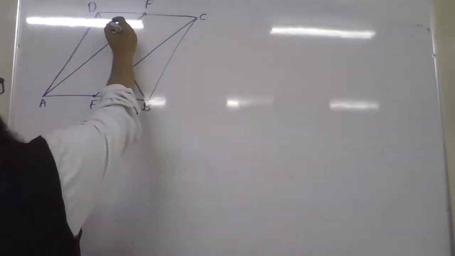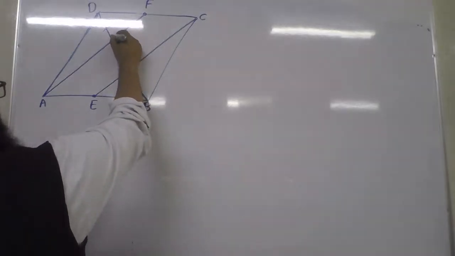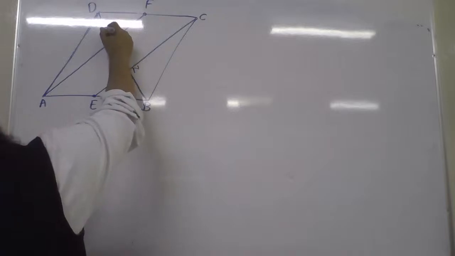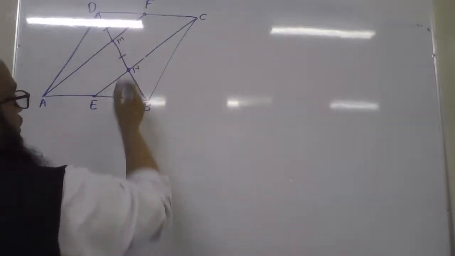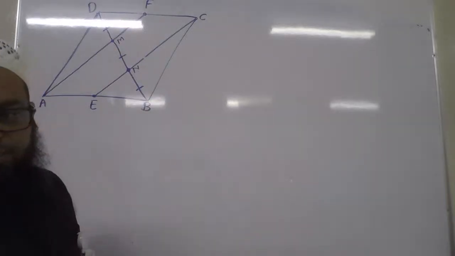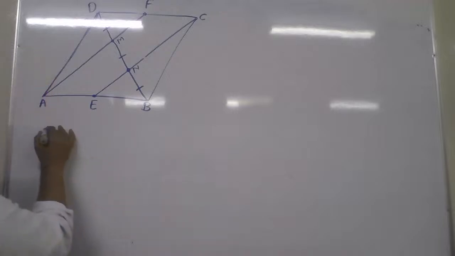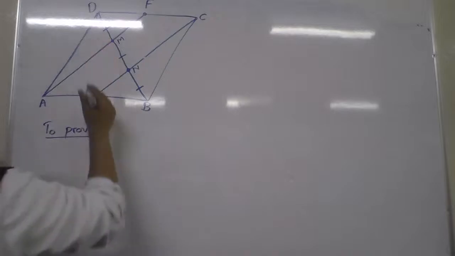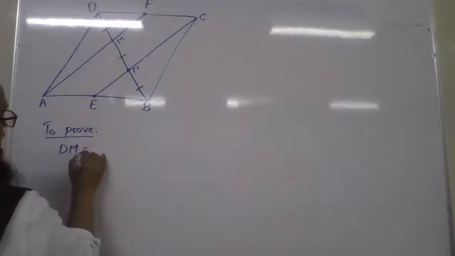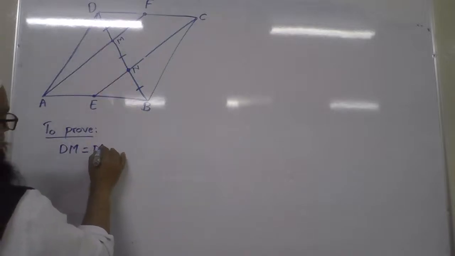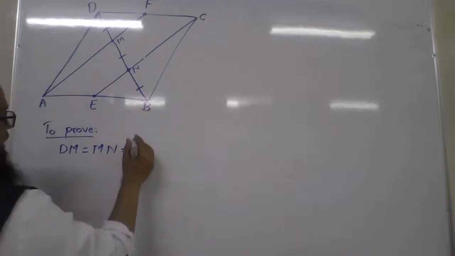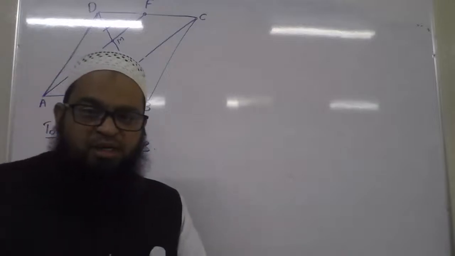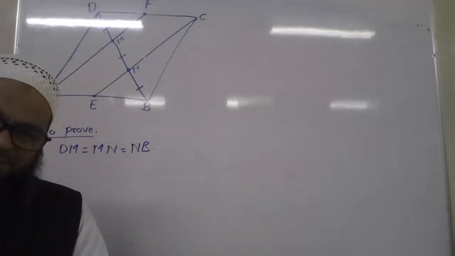So three equal parts means, let us take here one point, M, and let us take N. So you have to prove that DM is equal to MN is equal to NB. Understood, my dears? So what to prove here? To prove DM is equal to MN is equal to NB. You have to prove it. Understood, my dear students? It's very simple.